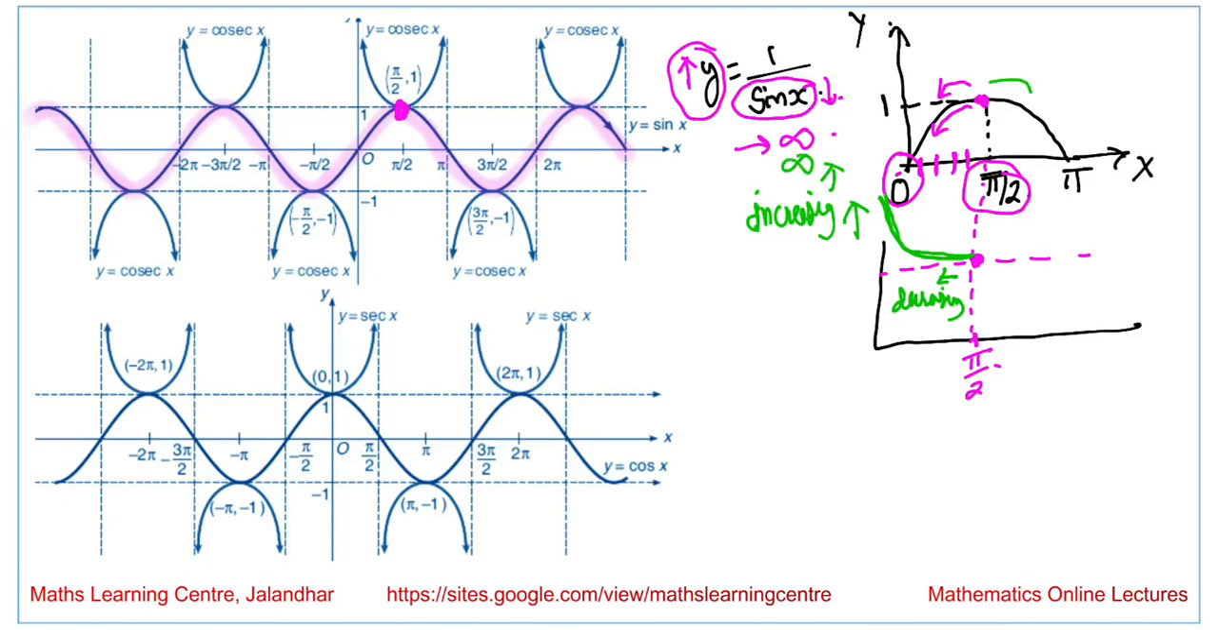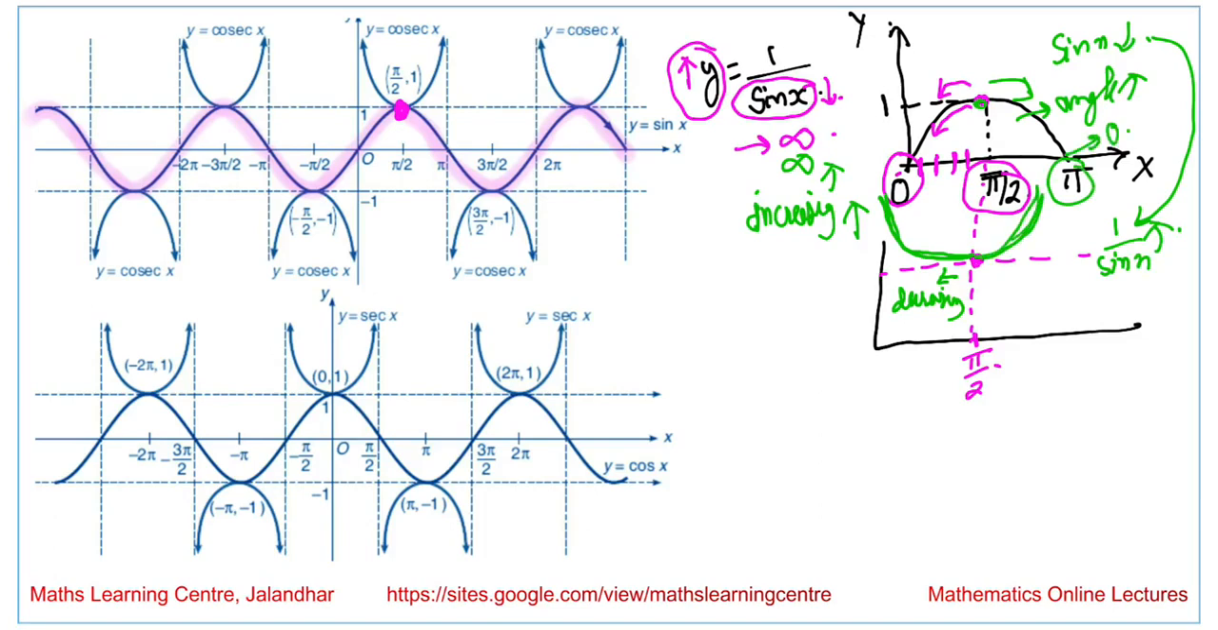Similarly, when we are moving towards the right from this point, the angle is increasing and the value of sine x is decreasing. If the value of sine x is decreasing, it means the value of 1 over sine x is increasing, and as the angle approaches pi, the value of sine x is 0. So it will approach infinity. This is the portion of the graph we are considering over here.